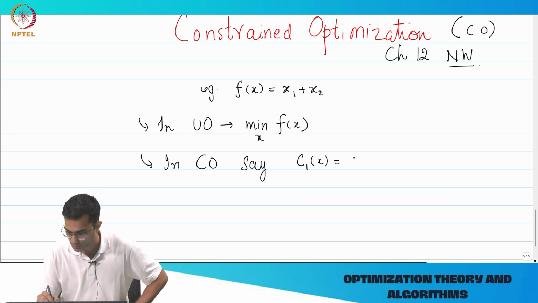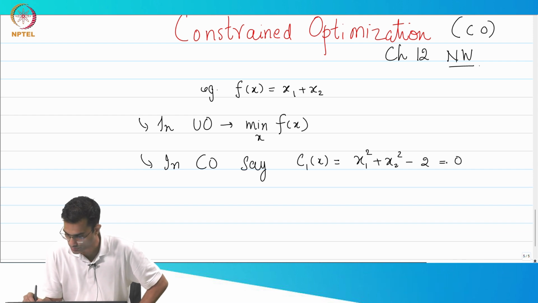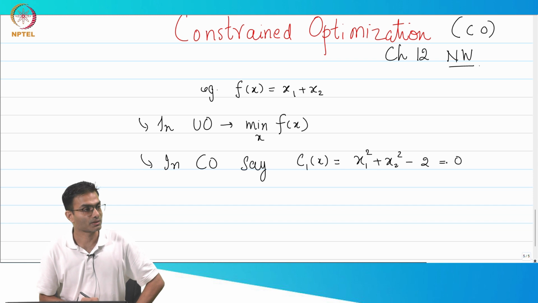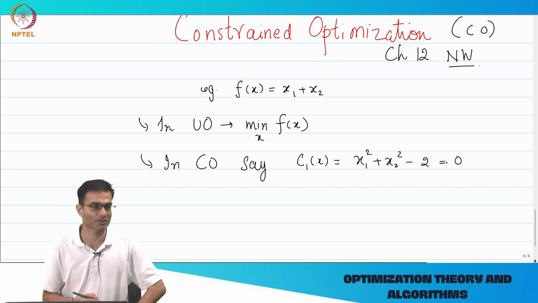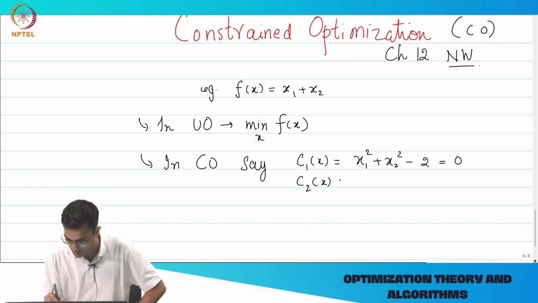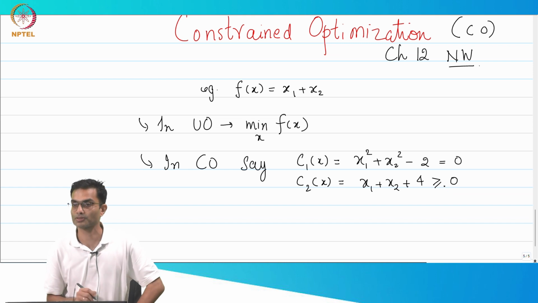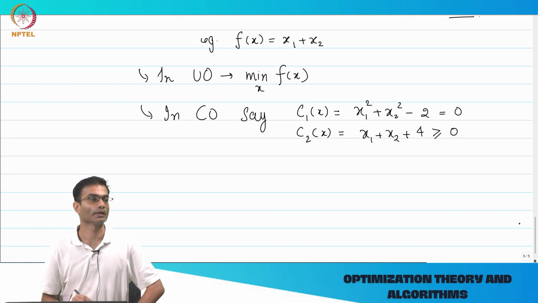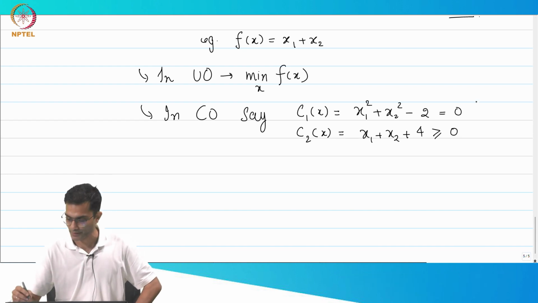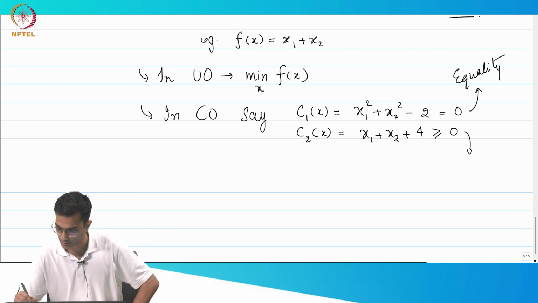Let's see what happens. So x1 squared plus x2 squared minus 2 is equal to 0. This is a constraint. Geometrically, what kind of a constraint is this? Circle, right? x1, x2 must live on the circle. Let me, to make matters more interesting, give you one more constraint: x1 plus x2 plus 4. This is what kind of a constraint? It's an inequality. So very roughly speaking, I have an equality constraint and I have an inequality.